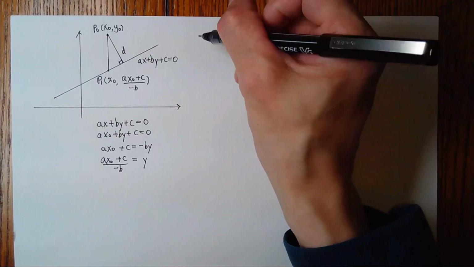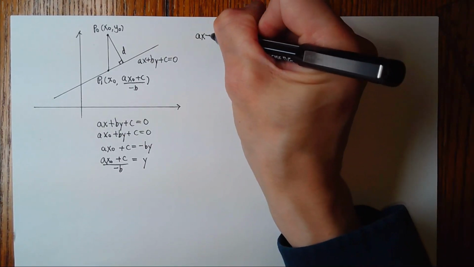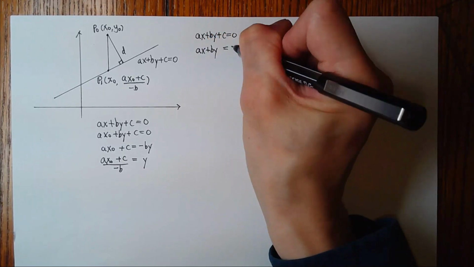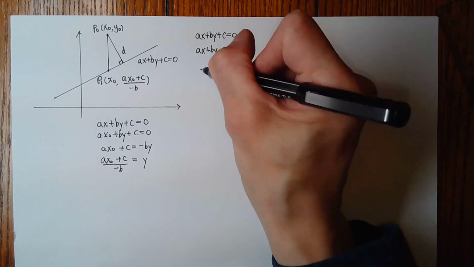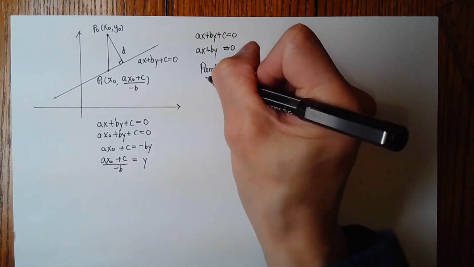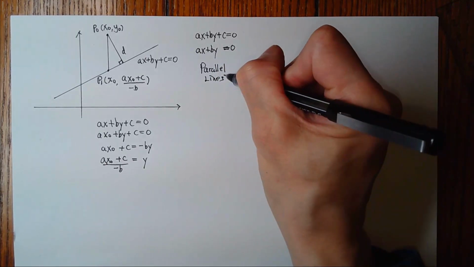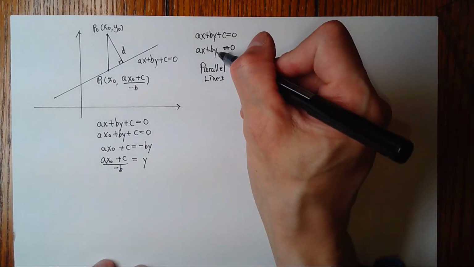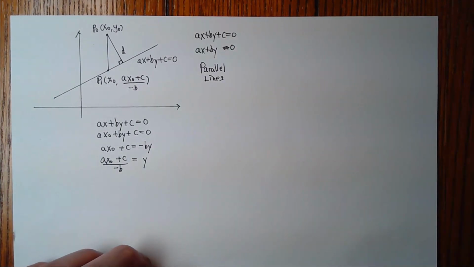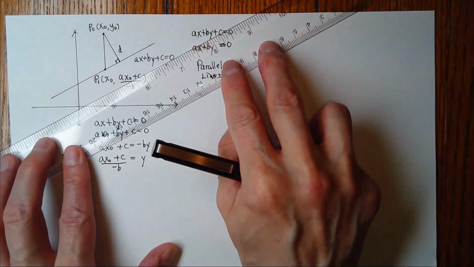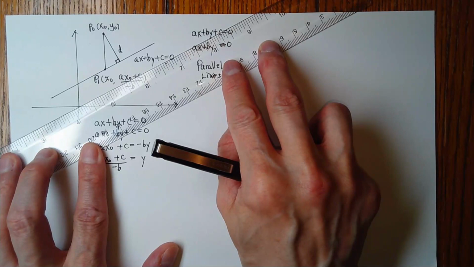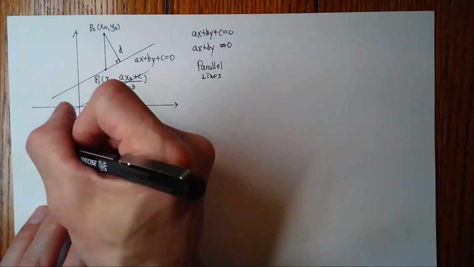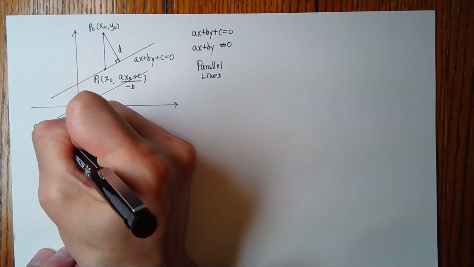I want you to look at these two lines here: ax plus by plus c equals 0, and ax plus by equals 0. These two lines are parallel lines. They have the same slope, but different y-intercepts. This one is going through the origin. Let me make that line. So here we go. This is the line ax plus by equals 0.